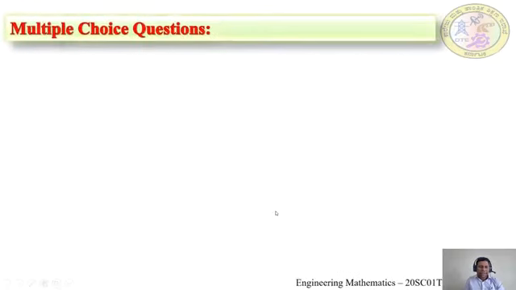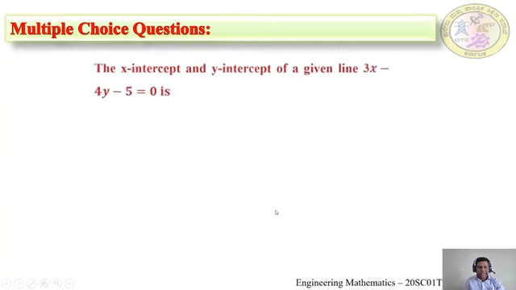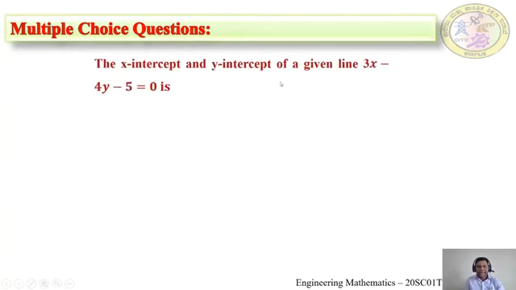Okay, then we will discuss some 2 multiple choice questions, we are discussing multiple choice questions here. The x-intercept and y-intercept of a given line 3x minus 4y minus 5 equal to 0 is. The straight line given is 3x minus 4y minus 5 equal to 0.